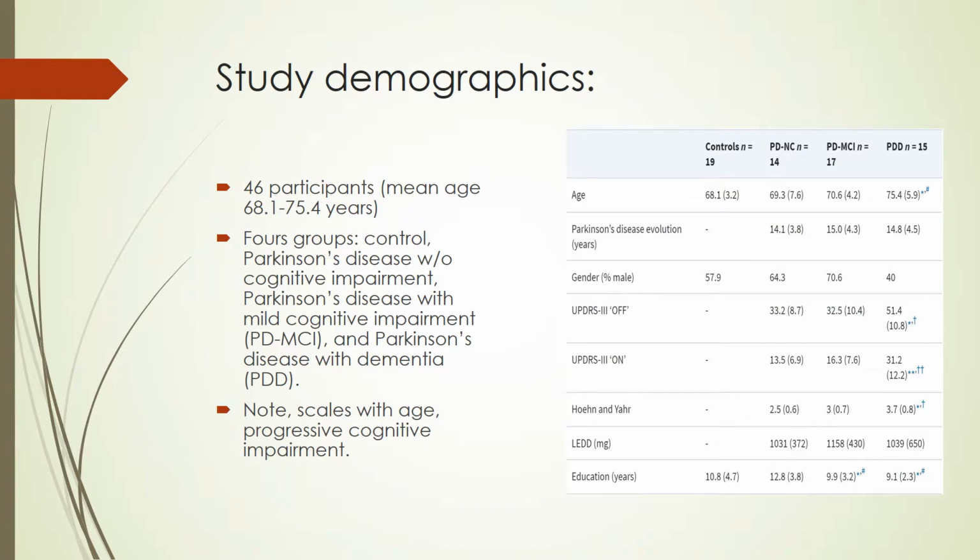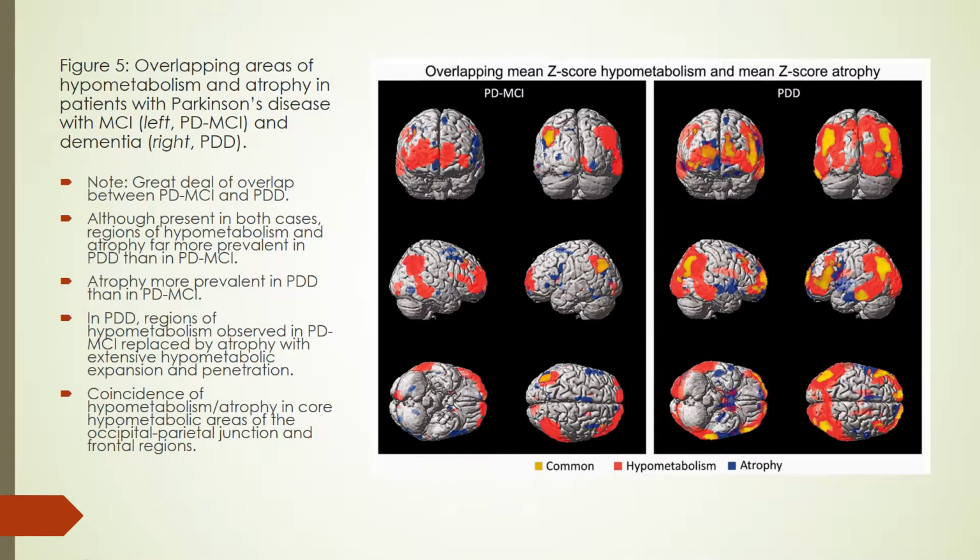This study utilized a pool of 46 participants divided similarly between control, Parkinson's disease without cognitive impairment, Parkinson's disease with mild cognitive impairment, and Parkinson's disease with dementia. Note as well that the participants were older adults and that the severity appears to scale roughly with age, as would be expected with a neurodegenerative condition leading to progressive cognitive impairment.